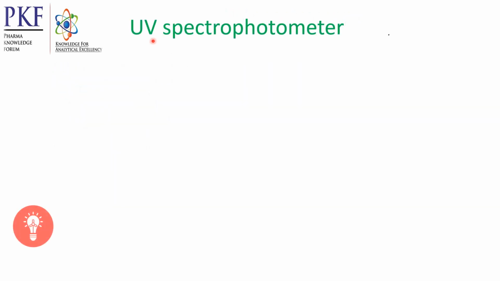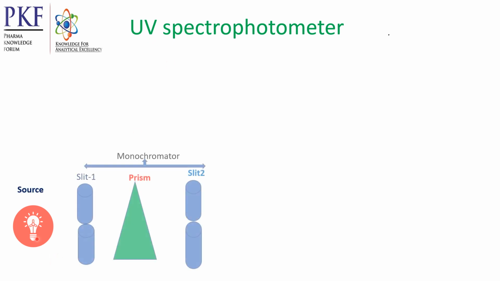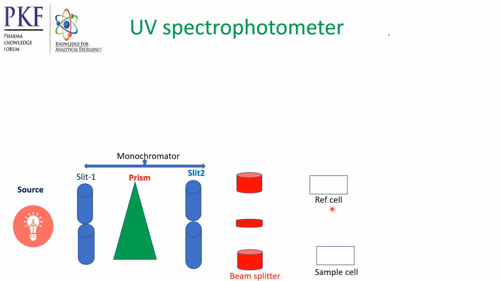A simple UV visible spectrophotometer consists of a light source, a monochromator which consists of two slits, slit 1 and slit 2, which are separated by a prism, a beam splitter, a sample compartment which contains the sample cell and reference cell, and detectors.